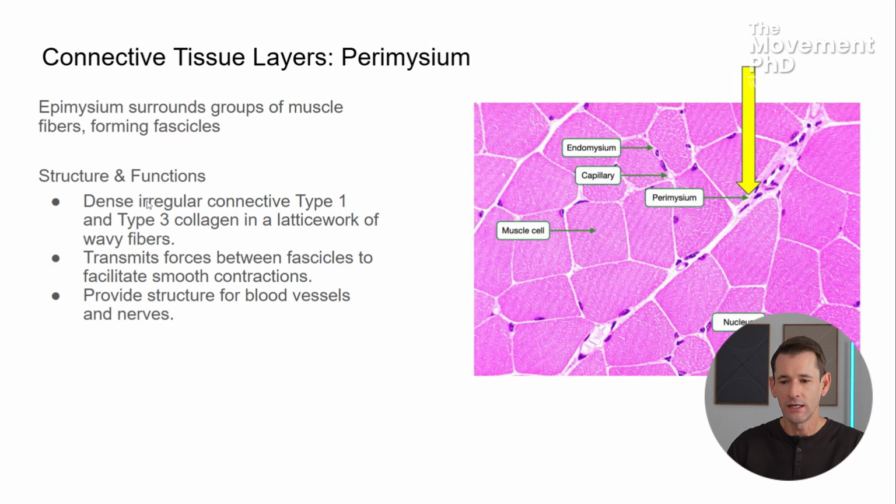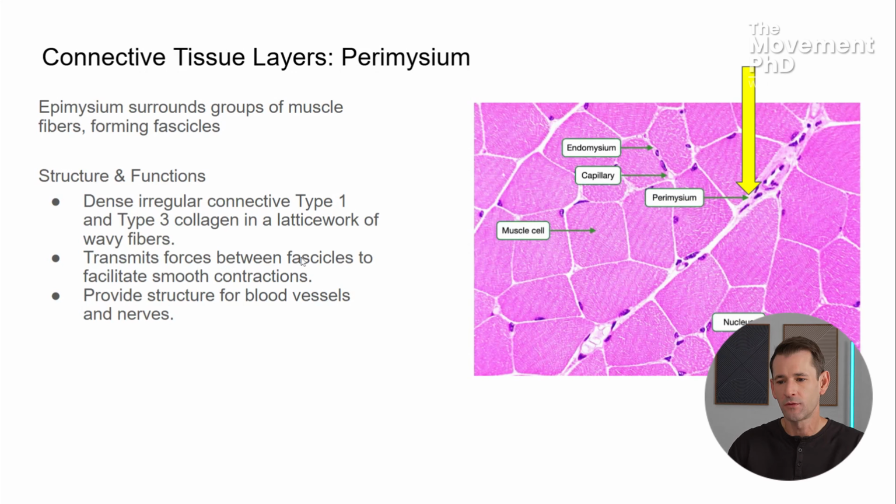It's made of, again, dense, irregular connective tissue, but now we're talking type 1 and type 3 collagen. And these fibers are arranged in a wavy pattern. That way it has a little bit of give and allows it to stretch a little bit within those fascicles themselves. So what does it do?